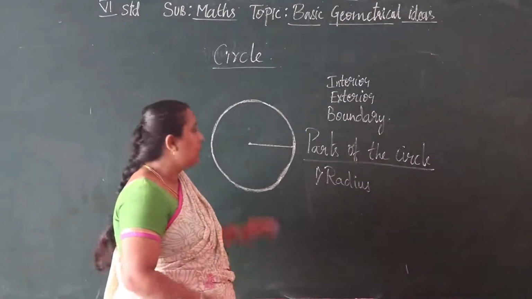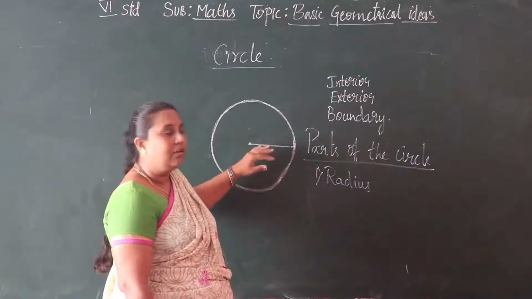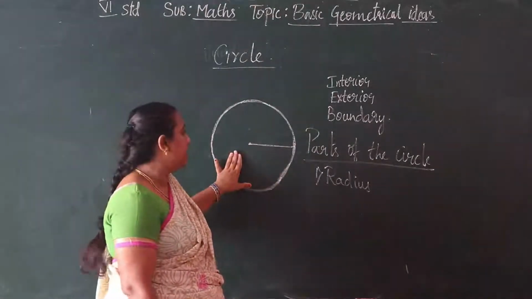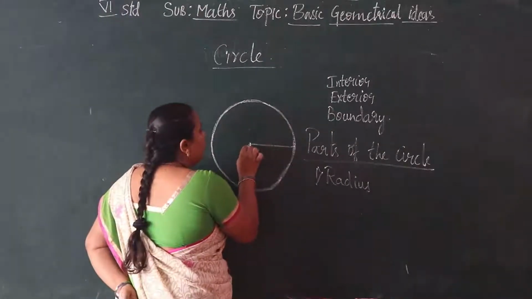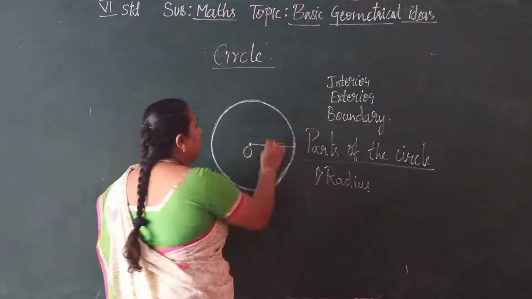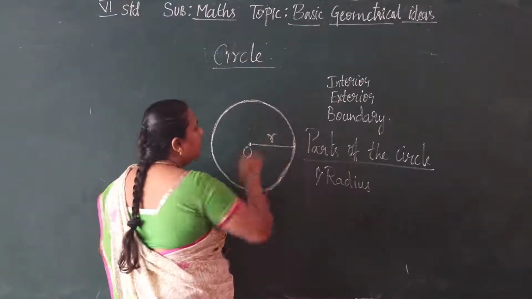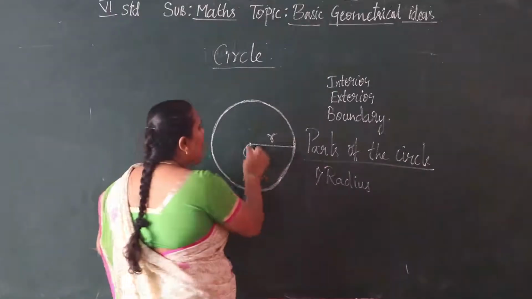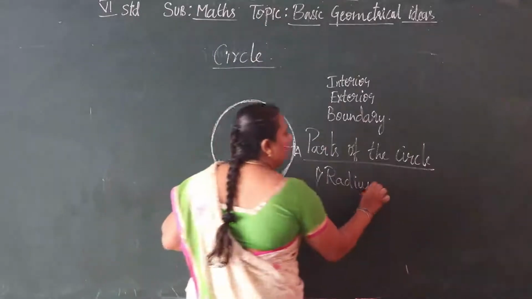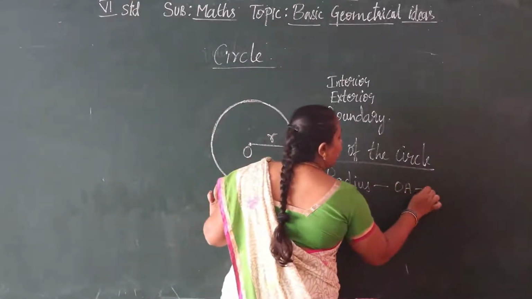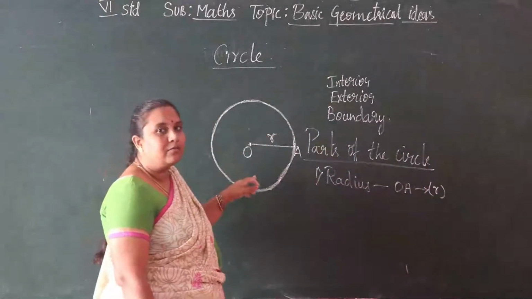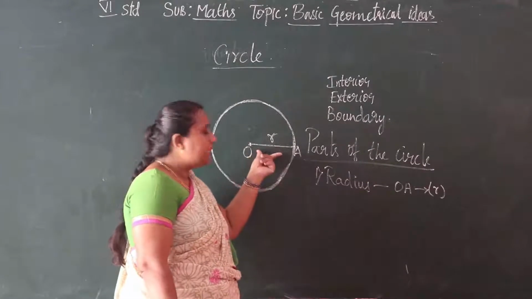At last I will do the activity to show how the distance is the same. See, this is the center of the circle, O, and this is radius R. So OA is a radius here. You can mention radius with a small r. So OA is a radius.